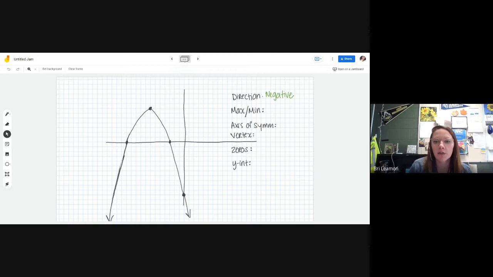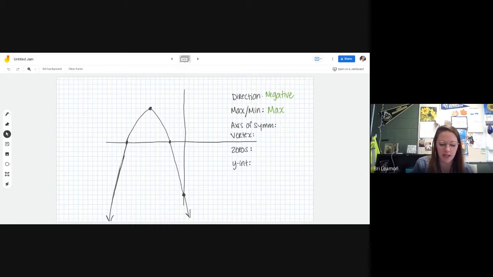Now, if we have a negative directionality, we know that our highest point on the graph is where our vertex is. And if we have a high point where we change direction, that means we have a maximum. So here we have a negative directionality and a maximum for our graph.